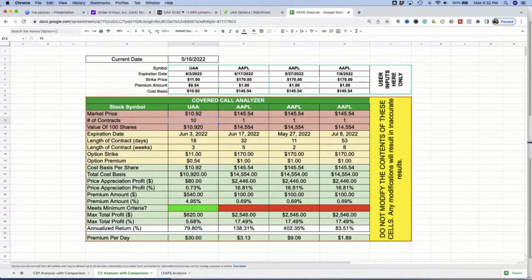But smaller account, maybe I only have the 100 shares. I sell the 1 contract, I make $54. But that's $54. That's just under 5% for a 3-week investment.